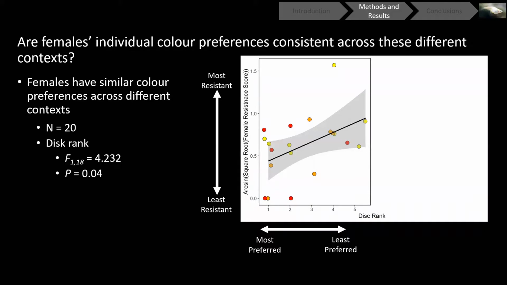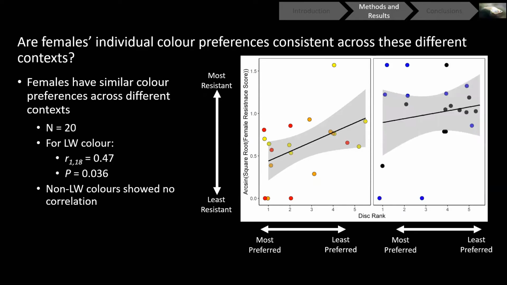These are first the results for the long wavelength colors, and I'll explain this figure. On the x-axis is the rank of the disc. A rank of 1 was a more preferred color, and a rank of 6 is the least preferred. The y-axis is the female's resistance score, so the lower the score, the less resistant a female was to that color. You can see there's a strong positive trend for these long wavelength colors. So females were more resistant in the free swim trials to colors that they liked less in the disc trials.